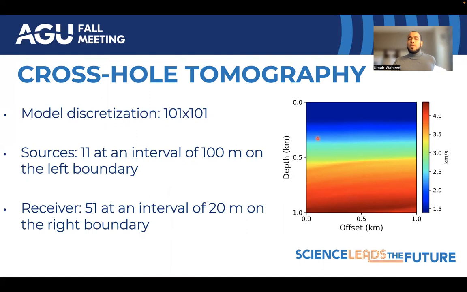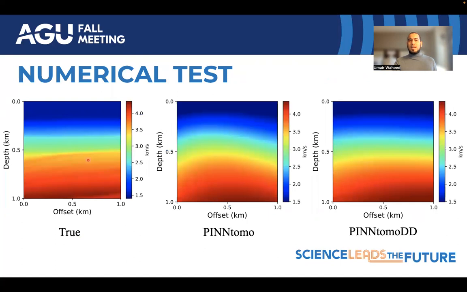So let's take a quick look at how this works compared to PINNTomo for a cross-hole tomography example. We have our sources on the left, 11 sources at a spacing of 100 meters. On the right are 51 receivers at a spacing of 20 meters. These are the results. On the left is the true velocity model. In the middle is the one obtained using PINNTomo without double difference, and on the right is the one with double differences.